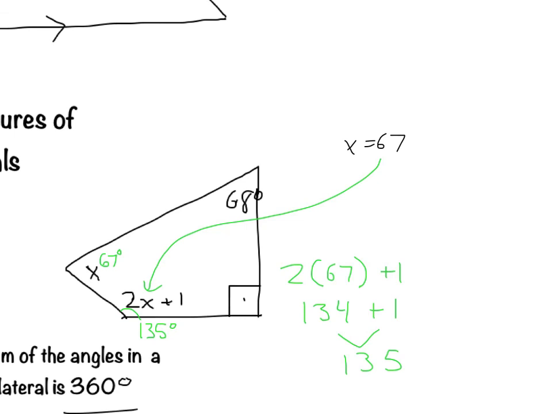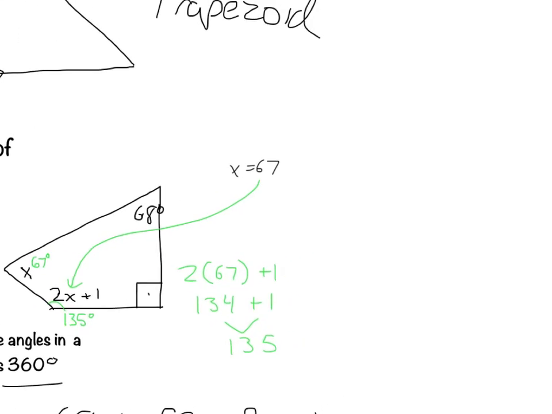So how can we check our work? Well, if I add all the angles up, it should equal 360. So 67 plus 68 plus 135 plus 90, lo and behold, wouldn't you know it, equals 360 degrees.